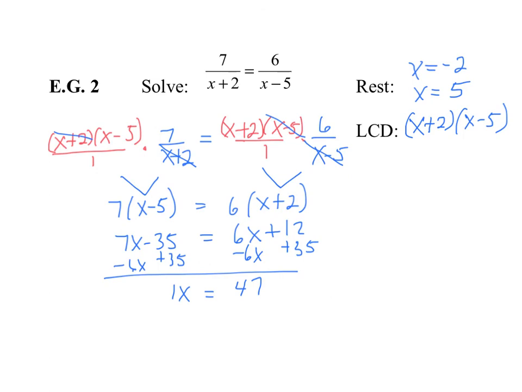Isolating x, I brought the 6x over to get 1x on the left. Add 35 to the 12, we get 47. We're actually done solving for x because we're at 1x equals 47. And we have to check if this value is restricted or excluded. And it is not, so we can call it our solution.